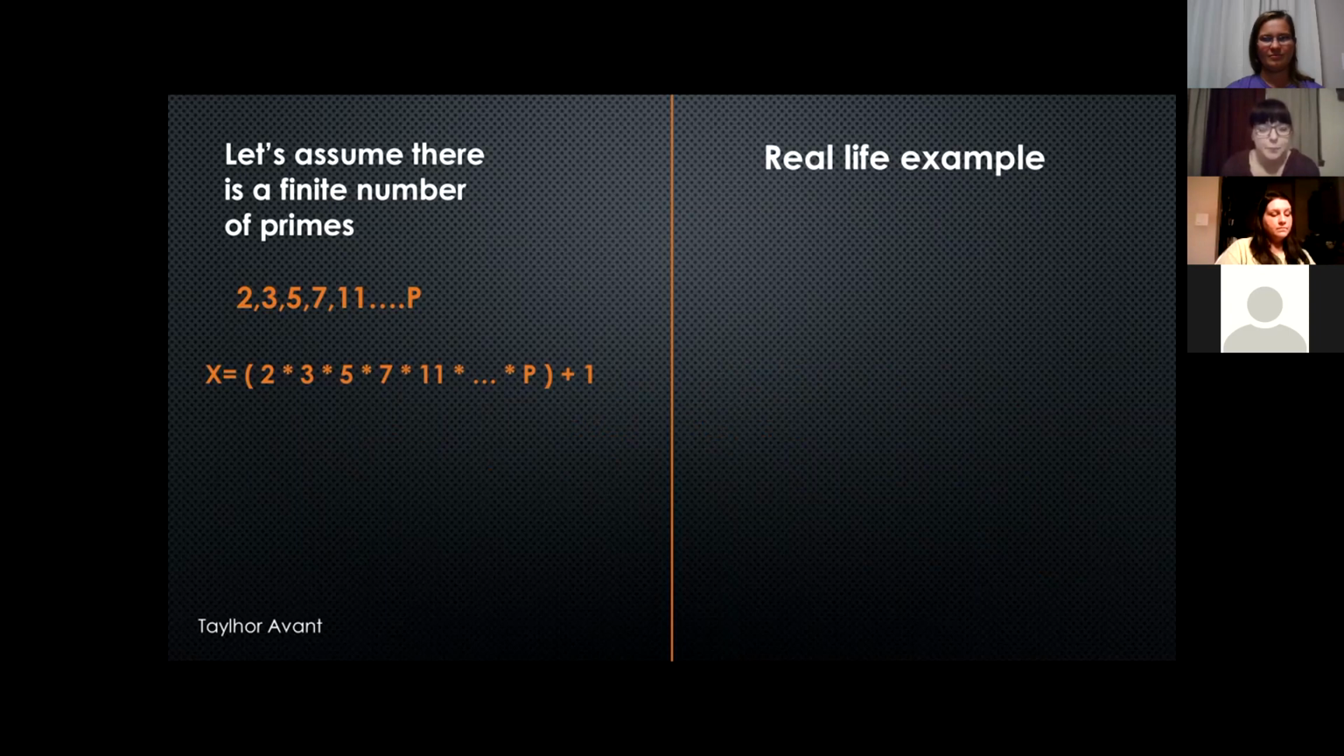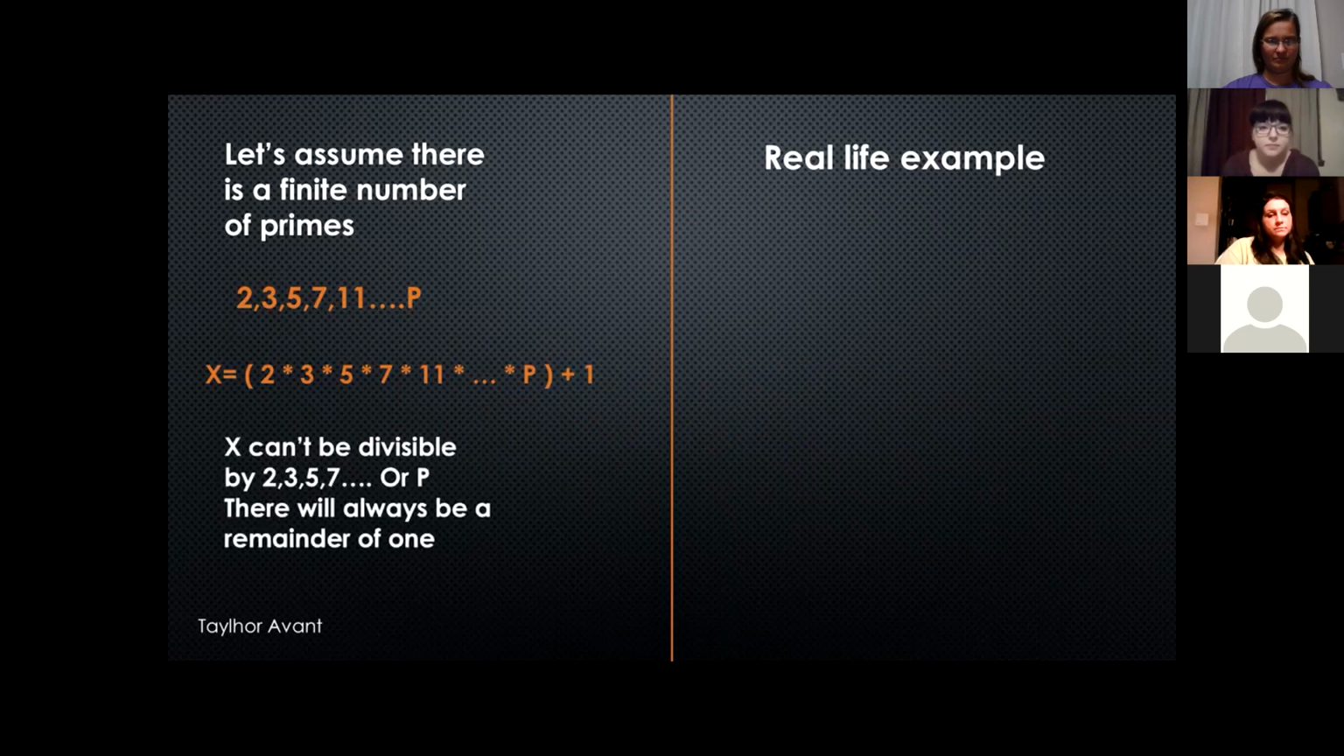And once we add 1, we see that x can't be divided by any of the numbers in the list, because there will always be a remainder of 1. Let's look at this with a more real example of a set.